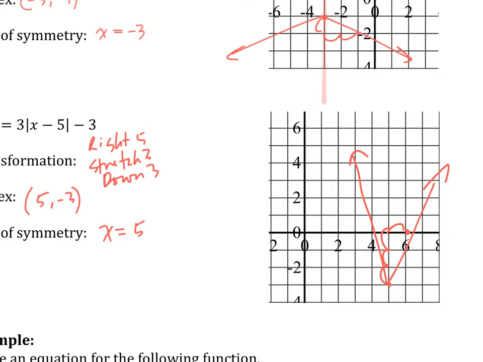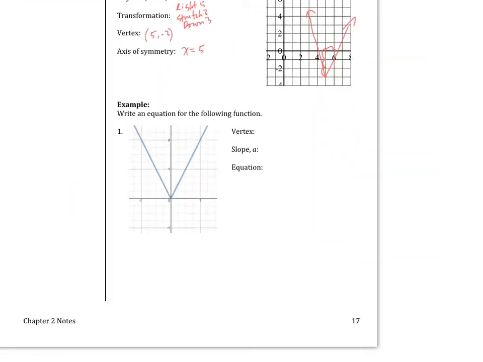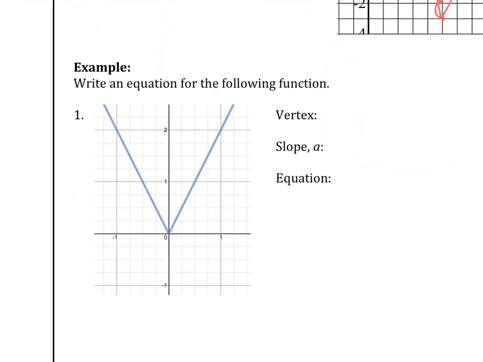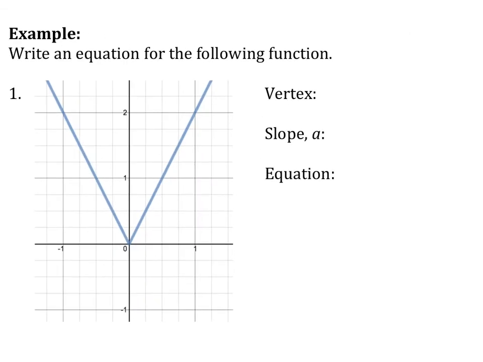We're now going to go backwards. I show you a graph. You tell me what the equation is. So, write an equation for this following function. You need to figure out the vertex. What is the slope when you look at it? And then you can come up with the equation. So in this graph, where is the vertex? Here. 0, 0. Good. What is the slope when you try to calculate? 2.